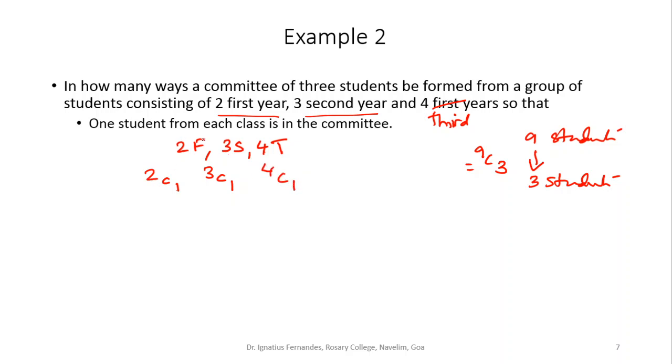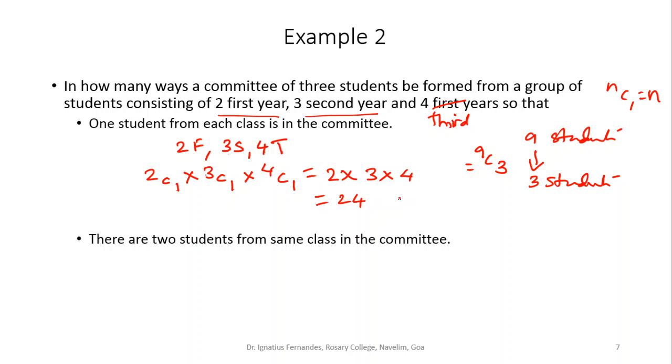You want one from the first year, and so you are multiplying, one from the second year and one from the third year. If I recollect the properties we discussed in the previous class, nC1 is always n. So 2C1 is 2, 3C1 is 3, and 4C1 is 4. We know that nC1 is always equal to n in general. So the answer to this is 2 into 3 into 4, that is equal to 24.